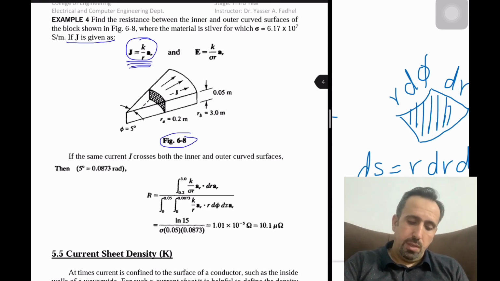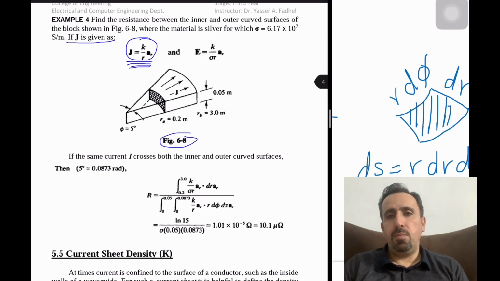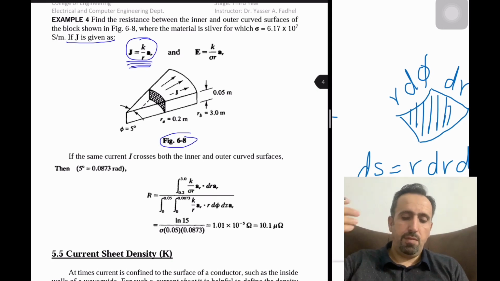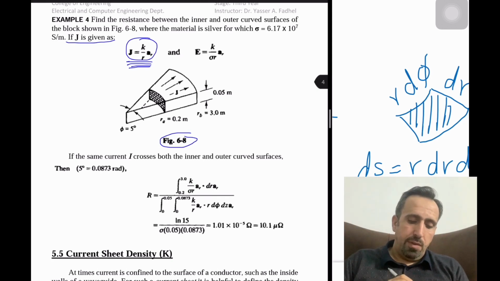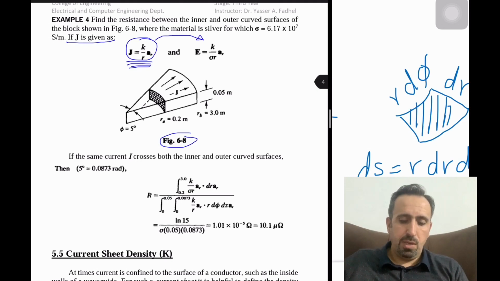How to conclude E? We already know that J equals sigma multiplied by E. So E equals J over sigma. So just divide the given equation by sigma to get the electric field.